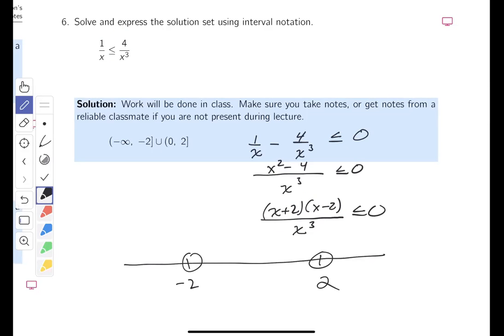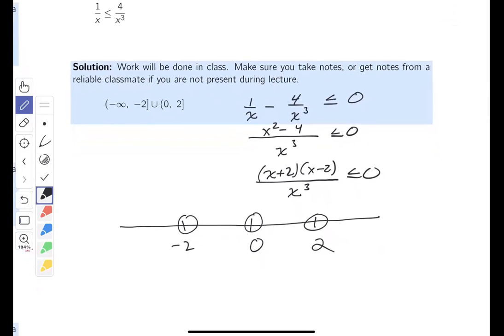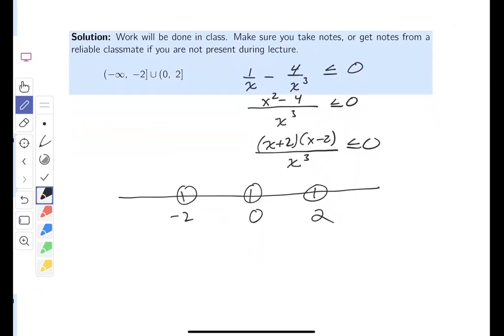And the bottom becomes 0 at 0. What are you going to do now? Test values. And let me write some down for you. If you're good at this, you don't need to write them down. But I'll say, what's after 2? 3. What's between 0 and 2? I would say 1. What's between minus 2 and 0? I would say minus 1. And what's below minus 2? I would say minus 3.